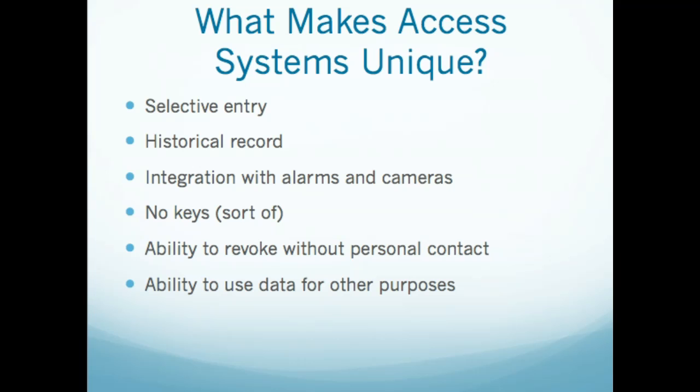So what makes an electronic access system unique? Well, selective entry. The keys are individualized, right? If you're using a card, and most access control systems today still use a card, and there are others, and we'll talk about those, but most of them still use an ID card, an access card. And it can be selective. So not every card is going to work. It makes a historical record. That is an important feature in an access control system.